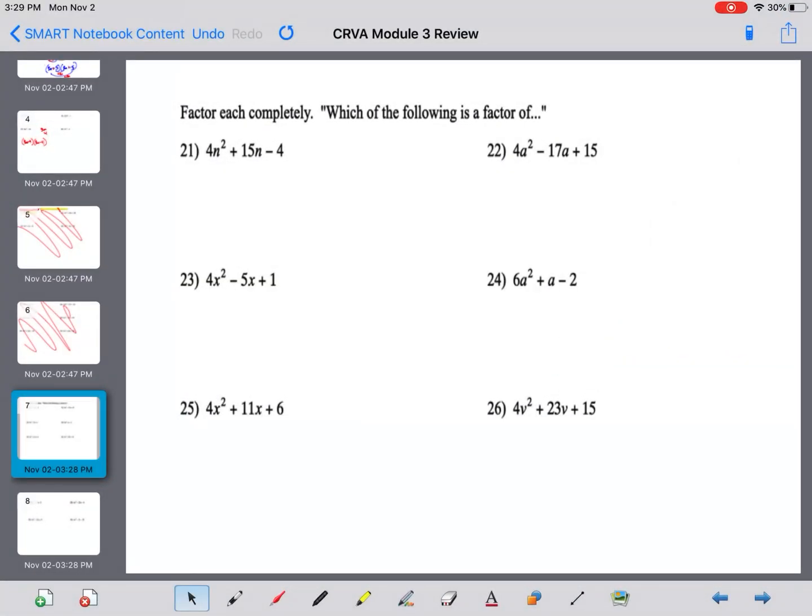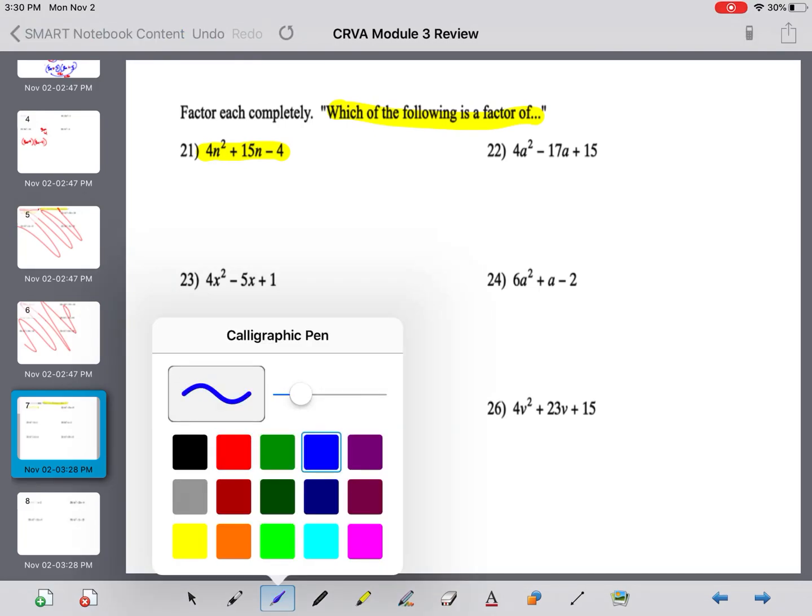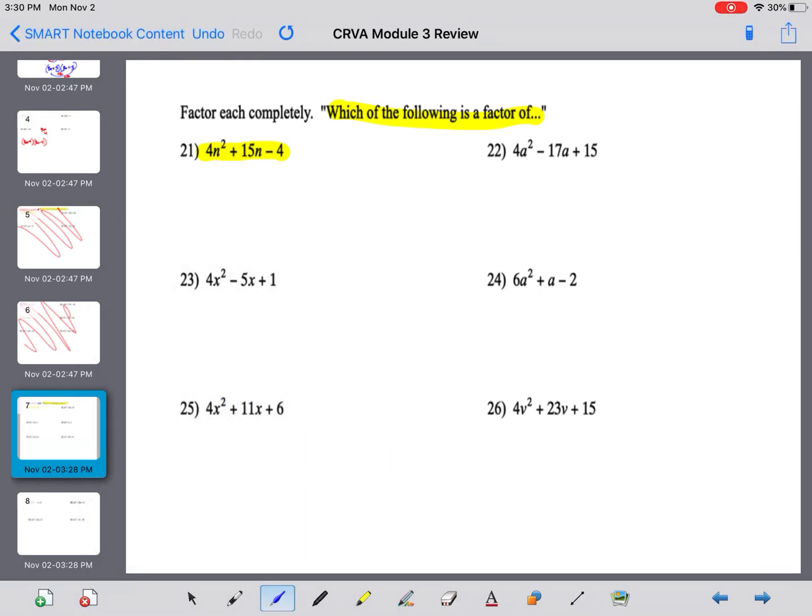Alrighty, so here we are. We are factoring completely. Now, sometimes they'll phrase things, which of the following is a factor of this trinomial? In which case you'll need to factor it and take a look at what your factors are in your final answer. And hopefully they match a factor listed as one of your options.